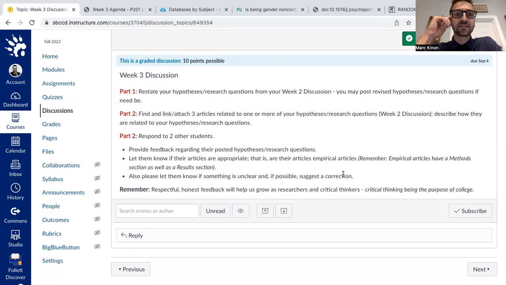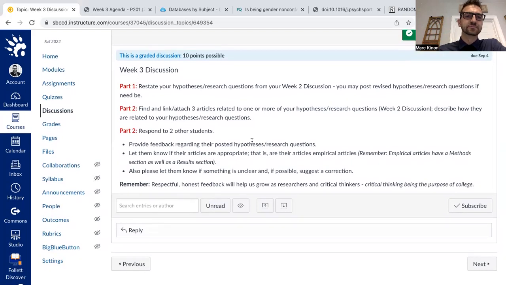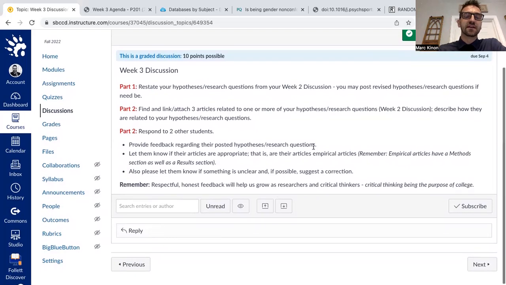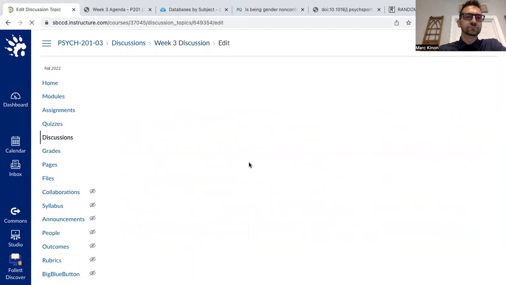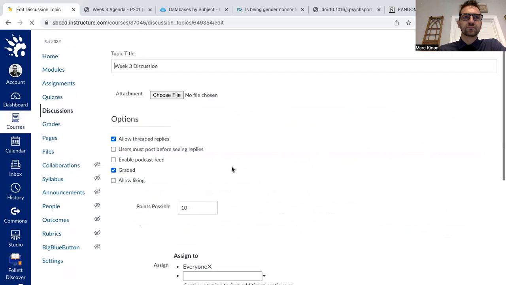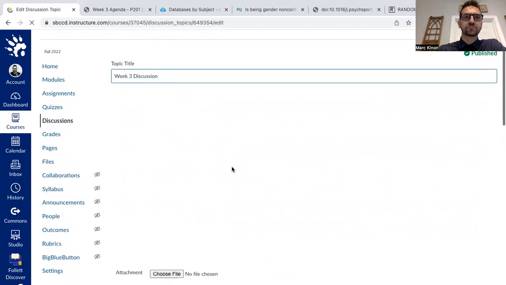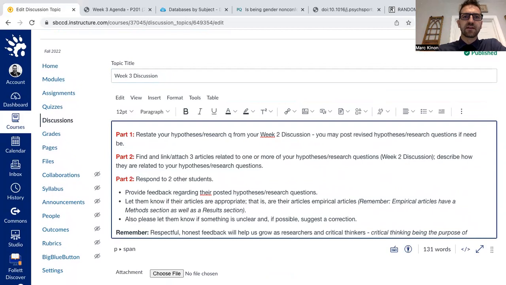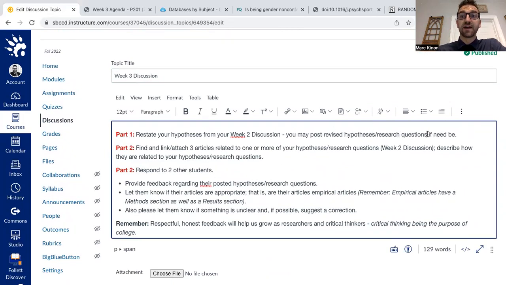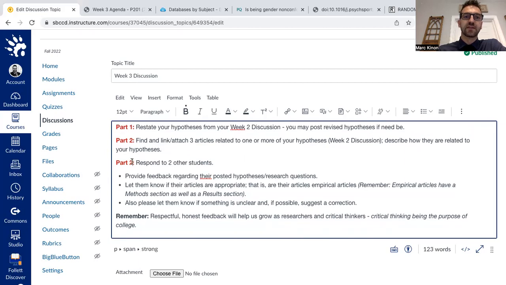Part 2, find and link / attach 3 articles related to one or more of your hypotheses. Okay, again, from the week 2 discussion. So not only that, I want you to describe how they are related to your hypotheses and research question. Part 2, respond to 2 other students. That should say part 3. I'll fix that. Yeah, let me clean this up a little while I'm here. Restate your hypotheses. You may post your revised hypotheses if need be, right? So we're not going down the route of research questions. Good, that works.